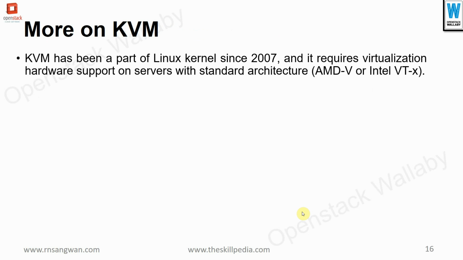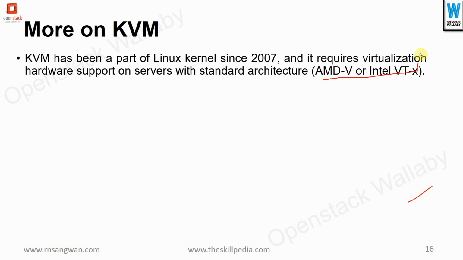What is KVM? KVM has been a part of the Linux kernel since 2007, and it requires virtualization hardware support on servers with standard architectures, AMD-V and Intel VT-x. This Intel VT-x is available in your Intel-based desktops or laptops, and by default it is disabled. So when you purchase a laptop, this setting is disabled. That is called Intel VT or Intel virtualization.